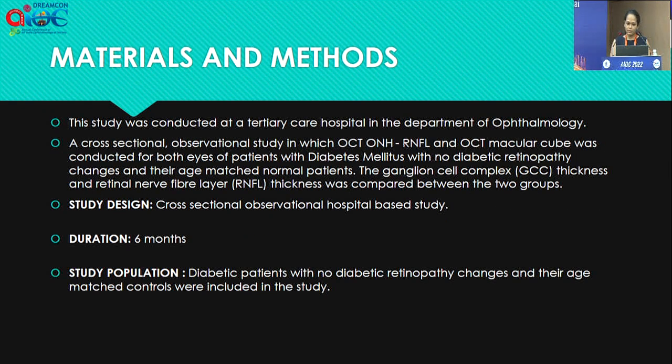So this was conducted at a tertiary care hospital in the Department of Ophthalmology, a cross-sectional observational study in which OCT ONH RNFL and OCT macular cube was conducted for both eyes of patients with diabetes mellitus, but no diabetic retinopathy changes, and their age-matched normals, that is, they had no diabetes. The ganglion cell complex and the RNFL were compared. It was for a 6 months duration, and the population was, as I said, diabetic and non-diabetics.